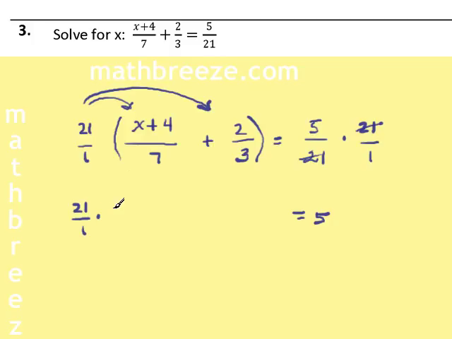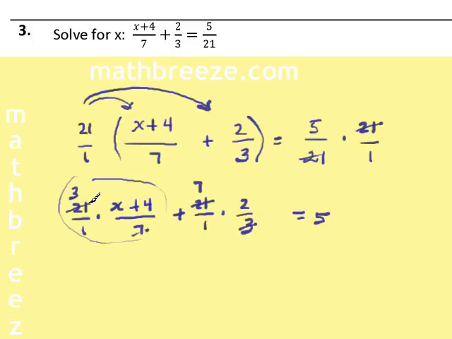So we have 21 over 1 times x plus 4 over 7 plus 21 over 1 times 2 over 3. And now let's divide. 7 divides into 21 3 times, and 3 divides into 21 7 times. Now, here's something that one has to be careful with. Let's rewrite this term. Let's be careful to multiply 3 times this entire numerator. Just to emphasize that, we can put a pair of parentheses around the x plus 4. So again, we're using the distributive law, and in this term we have 3x plus 3 times 4, plus 12.